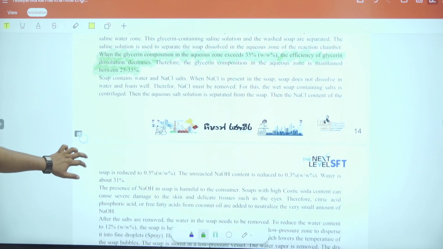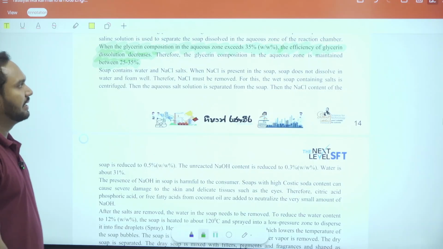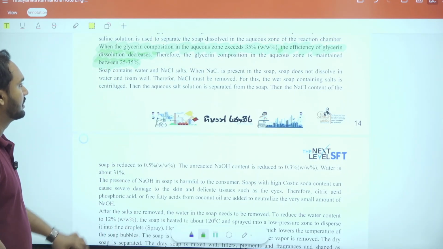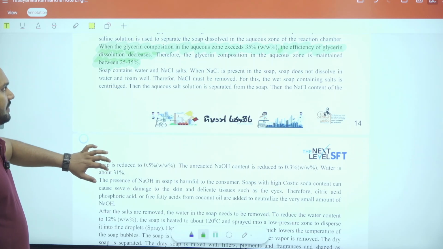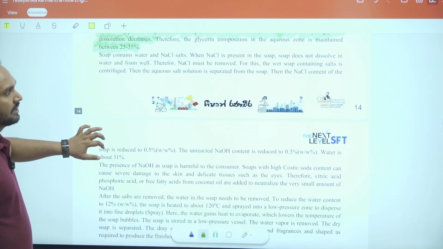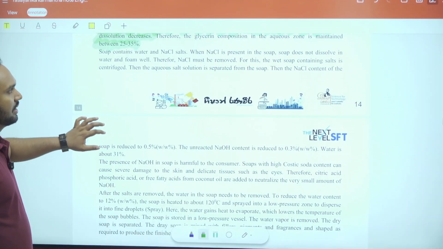Soap contains water and NaCl salts. When NaCl is present in the soap, soap does not dissolve in the water and foam well. Therefore, NaCl must be removed. For this, the wet soap containing salt is centrifuged.